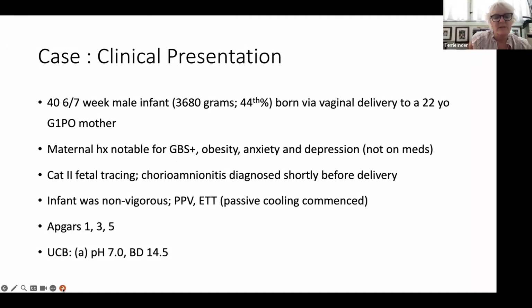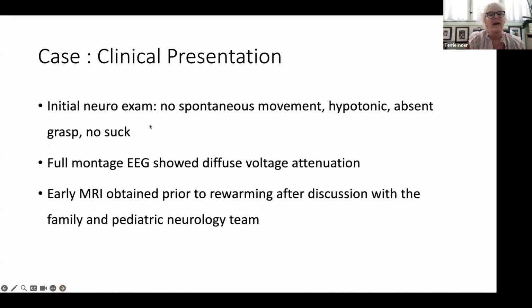The base deficit was 14 and the pH was 7. So no doubt in most people's minds, this baby would be eligible with the 5-minute APGAR less than 5 and these gases to be eligible for hypothermia should they have abnormalities on the neuro exam, which the baby did: no spontaneous movements, hypotonic, absent grasp, and no suck. So a pretty significantly impaired exam.